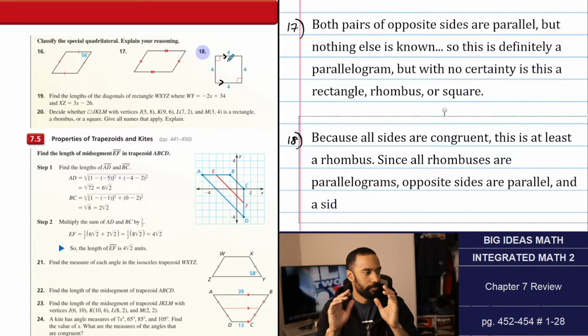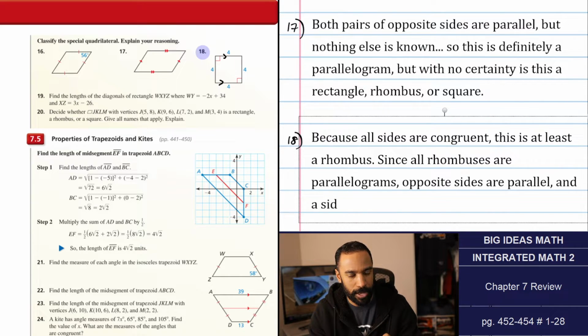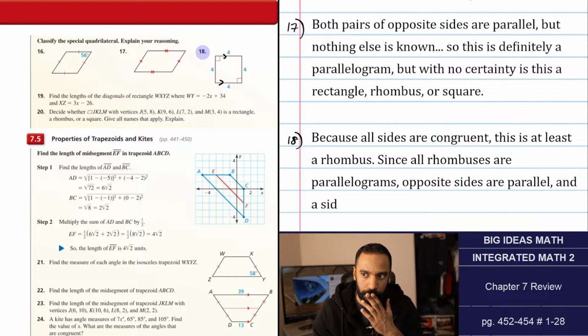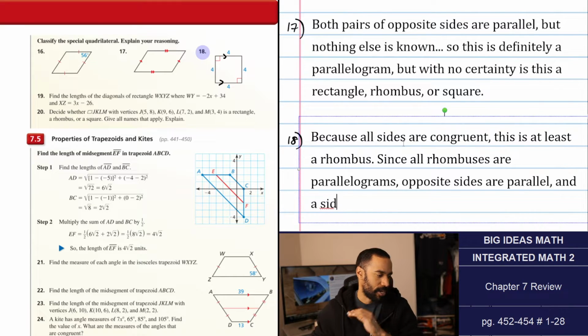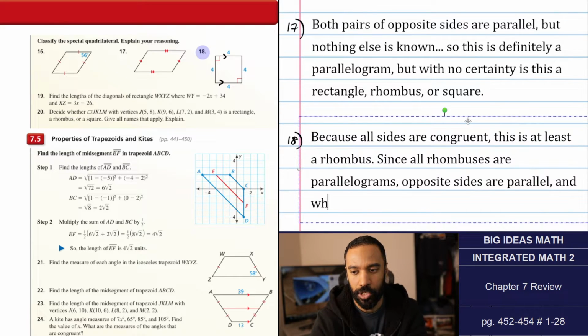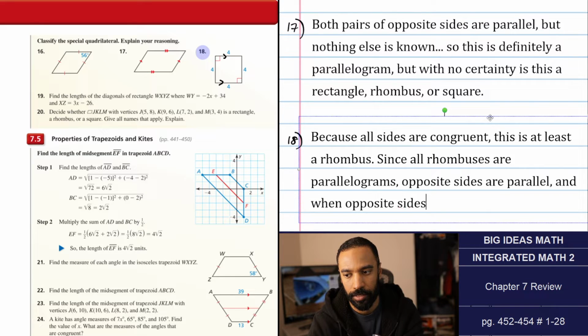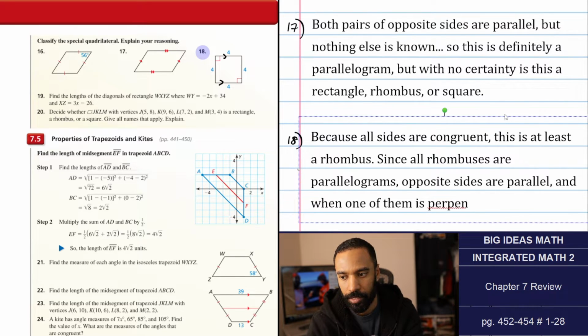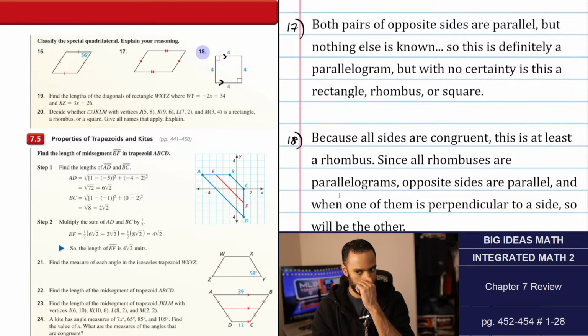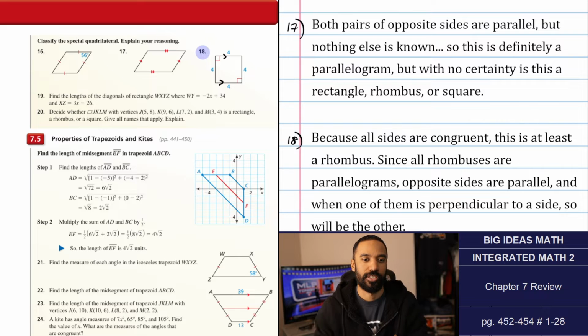How do you say that again? When 2 parallel lines are perpendicular to the same line. When opposite sides are parallel, and when one of them is perpendicular to a side, so will be the other one. Basically, what I'm trying to say is this. And I'm not done writing.